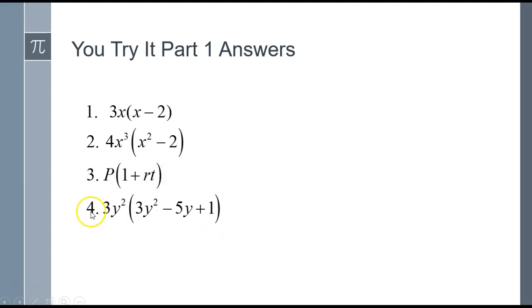And number 4 here had a common factor with a number and a letter, and we had 3 terms. But what you should see is the third term also had y squared in it. If the third term did not have a y in it, it couldn't be part of the common factor.